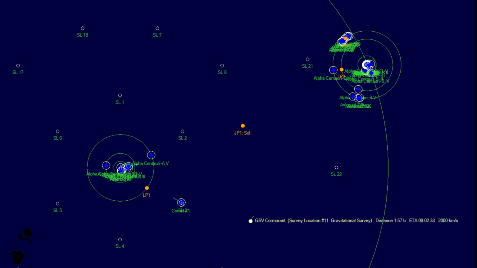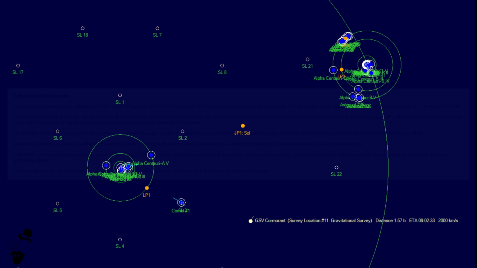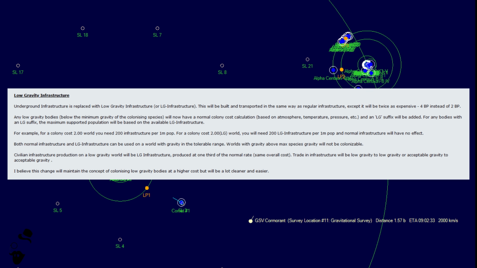So let's begin. First and foremost, minor change. Underground infrastructure is replaced with low gravity infrastructure, or LG infrastructure. This will be built and transported in the same way as regular infrastructure, except it will be twice as expensive, 4 BP instead of 2 BP. Any low gravity bodies below the minimum gravity of the colonizing species will now have a normal colony cost calculation based on atmospheric temperature, pressure, etc., and an LG suffix will be added. For any bodies with an LG suffix, the maximum supported population will be based on the available LG infrastructure.